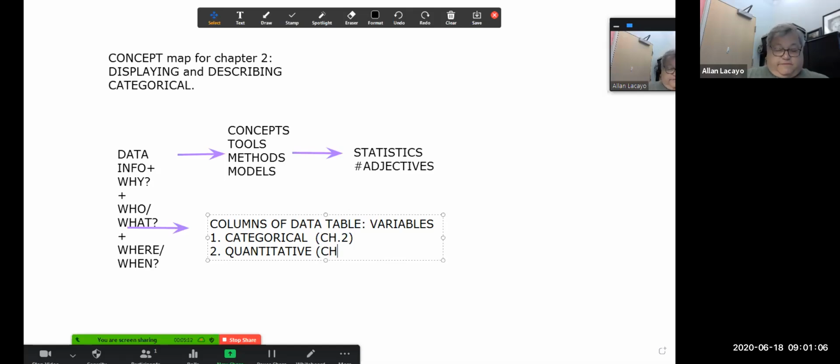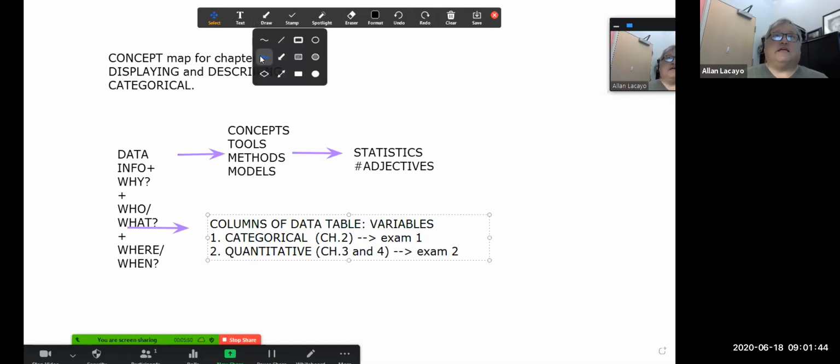And then in the future chapters 3 and 4, those are going to be our lecture topics for the week of June 22 and of exam 2. We will be talking about quantitative variables. So the computational aspects of exam 1 are on chapter 2, whereas the computational aspects of quantitative variables are going to be covered in exam 2 rather than exam 1.